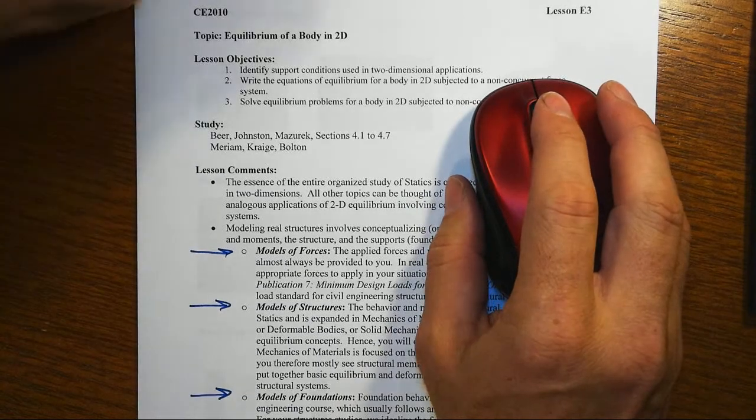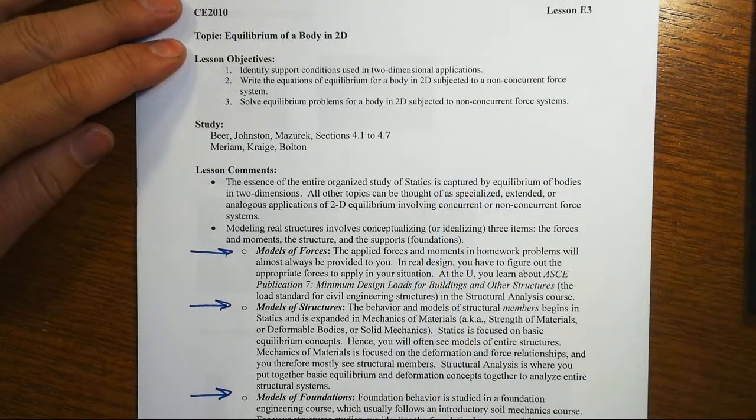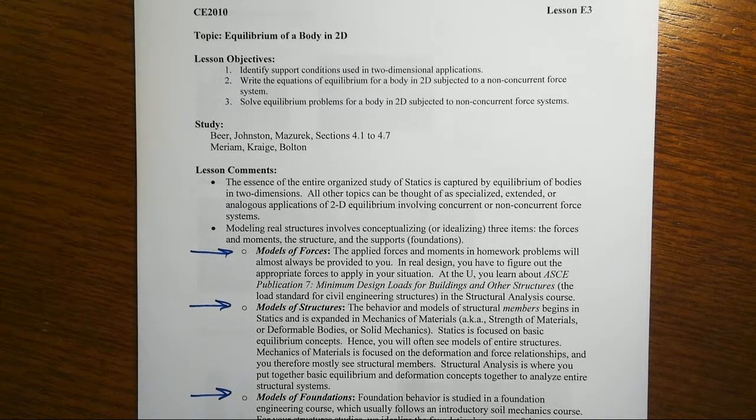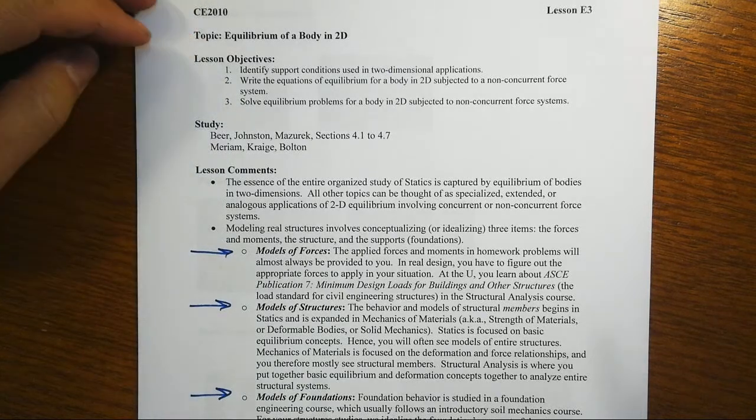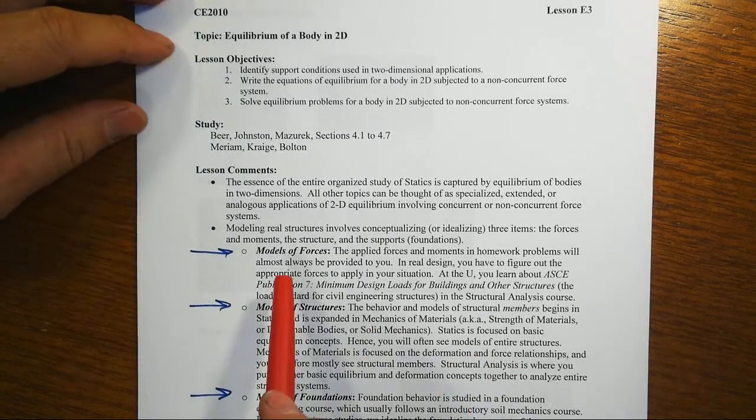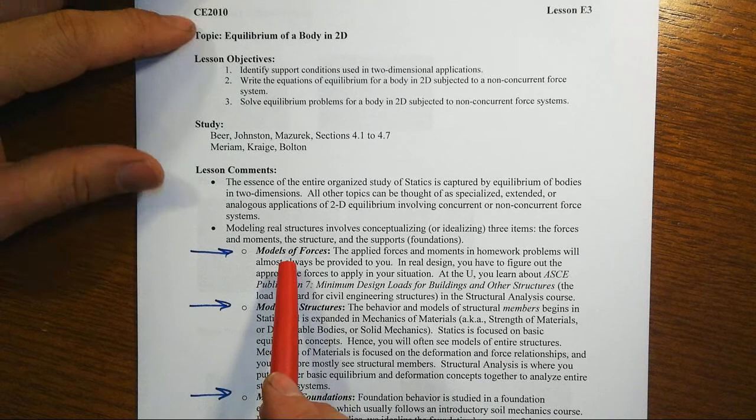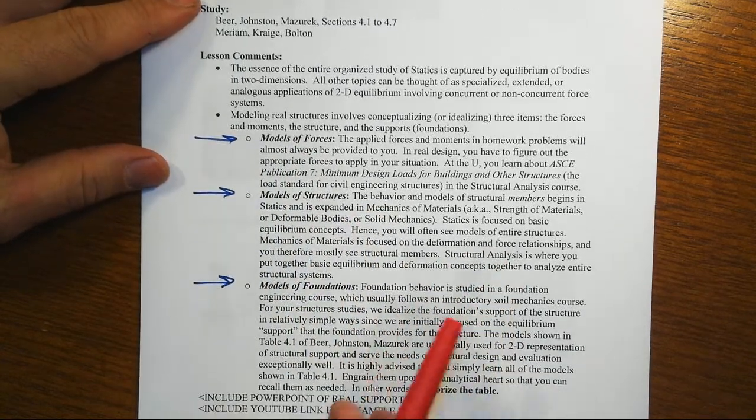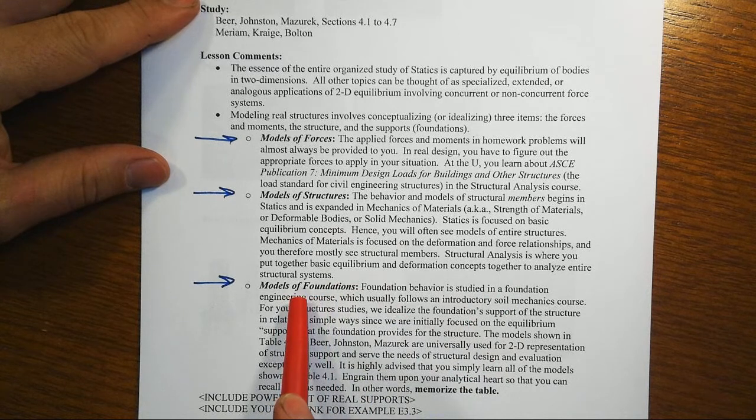Alright, after many lessons of buildup, we finally come to what I would call the first real instance of true static equilibrium in this course. When I say true static equilibrium, what I'm really referring to is that we're now going to include the whole suite of our two-dimensional models for equilibrium. Now, before we can charge off into that area, we have to understand that what we're really doing is creating models of forces, models of structures, and this new piece is models of the foundation.